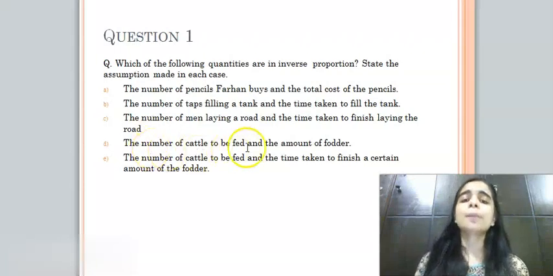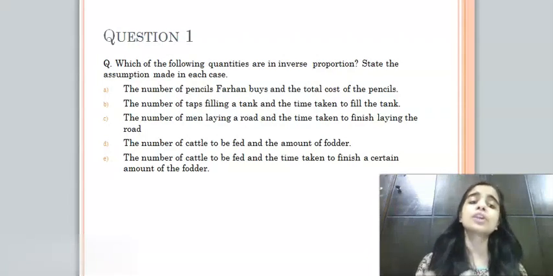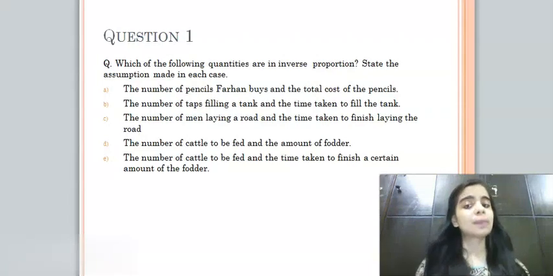D. The number of cattle to be fed and the amount of fodder. Now, we know if one cattle needs a suitable amount of fodder, then when I increase the number of cattle, the amount of fodder will also increase. So, this is direct proportion.